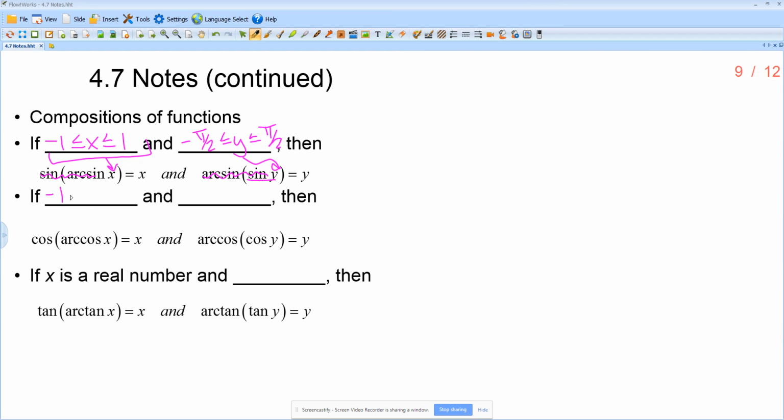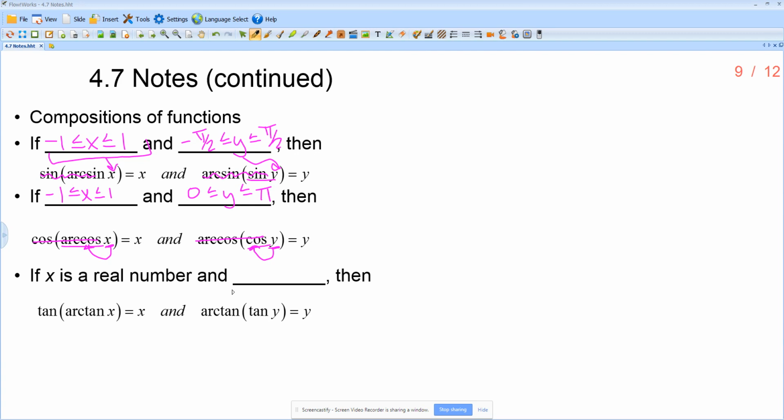Moving sort of quicker then, if x is between -1 and 1, and if y is between 0 and pi, then the same thing will happen with arc cosine and cosine. They will cancel as long as that value is within the domain of the function in front of it. So in this case, I had to be within -1 and 1 because that was the domain of arc cosine. In this case, I need to be between 0 and pi because that is the domain of cosine. As long as they are, they cancel.